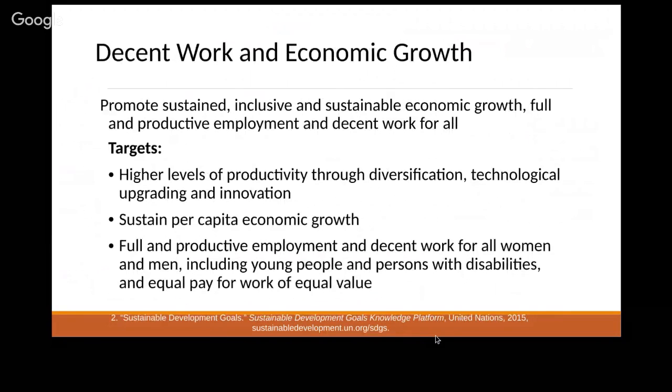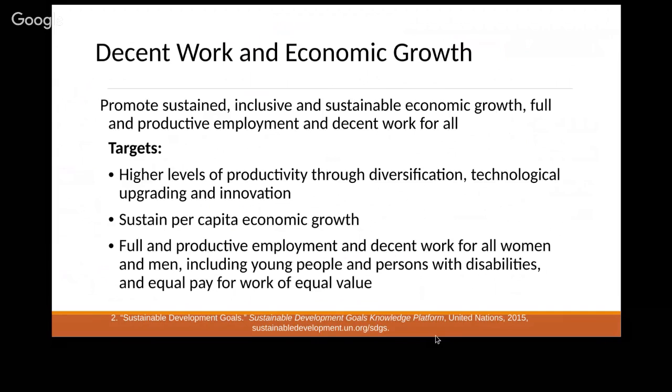The next goal we will discuss is the Decent Work and Economic Growth Goal to promote sustained, inclusive, and sustainable growth, full and productive employment, and decent work for all. Some targets to achieve this goal are to develop higher levels of economic productivity through diversification, technological upgrading, and innovation, including a focus on high value-added and labor-intensive developments.